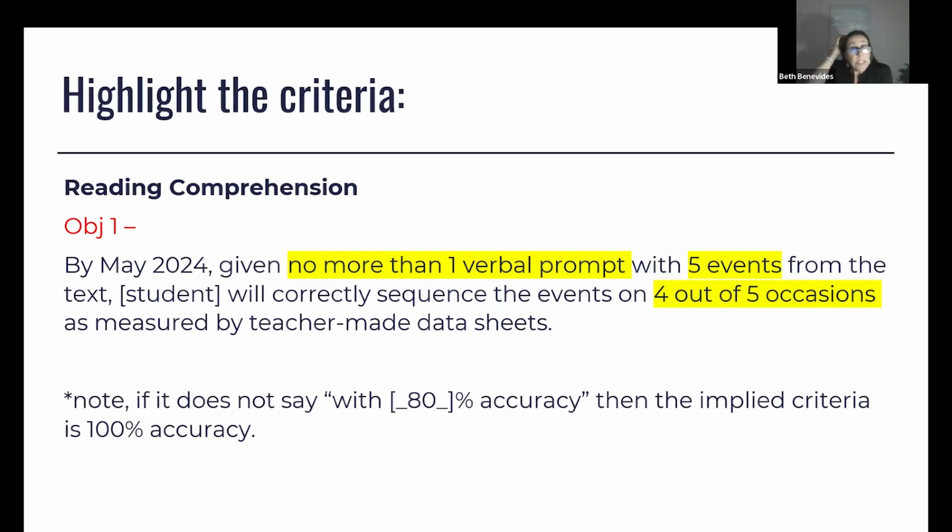Okay, so if it does not say an accuracy, like if it doesn't say 80% accuracy each time they do it, then it's implied that it should be 100% accuracy. So for this objective to be accomplished, the child would need to put all 5 events in the right order on 4 out of 5 occasions.